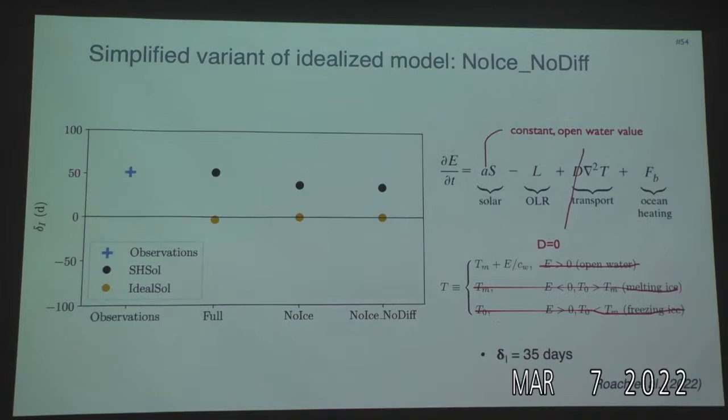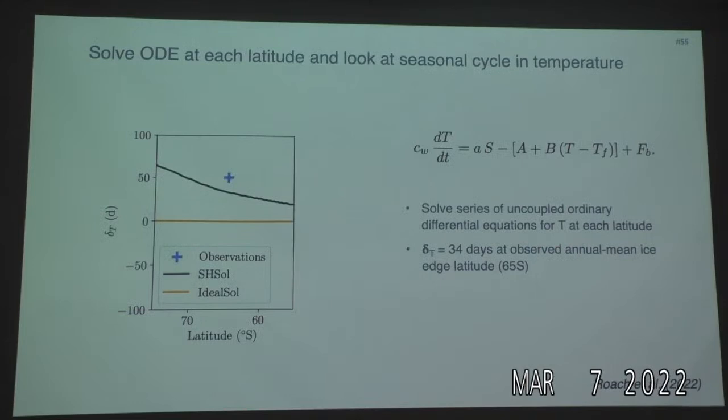Thanks for the question. So once we've got rid of this term, this really is a very simple equation, more really a series of now uncoupled ordinary differential equations, because there's no communication between the different latitudes. So we can look at this equation at each latitude and look at the seasonal cycle of temperature at that latitude. Before, we were looking at asymmetry in the seasonal cycle of sea ice, which we were representing as the isotherm and how that changed. But now in this figure, we computed the seasonal cycle of temperature at each latitude and then looked at the seasonal asymmetry in that.